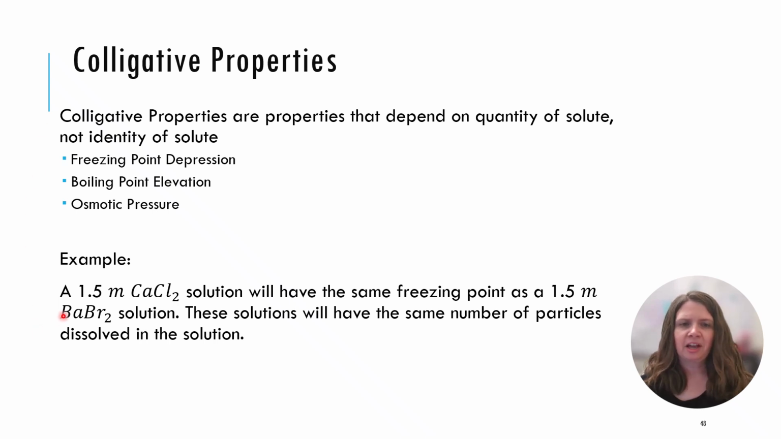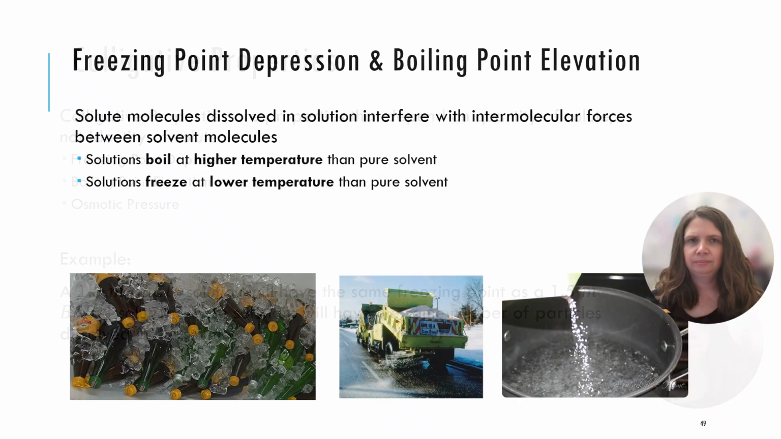For example, a 1.5 mol calcium chloride solution will have the same freezing point as a 1.5 mol barium bromide solution, because both of these substances produce the same number of dissolved particles. The freezing point of a solution is lower than that of the pure solvent because the dissolved solute particles interfere with the intermolecular forces between solvent molecules, preventing them from organizing into a solid. As a result, a lower temperature is required to freeze the solution.